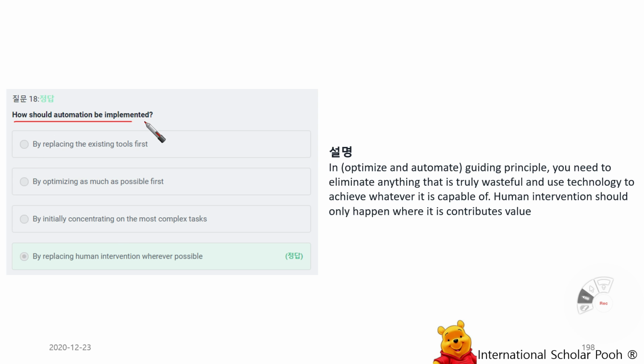actively managed. How should automation be implemented? By replacing human intervention wherever possible. In optimizing and automating, you need to eliminate anything that is truly wasteful and use technology to achieve whatever it is capable of. Human intervention should only happen where it contributes value.